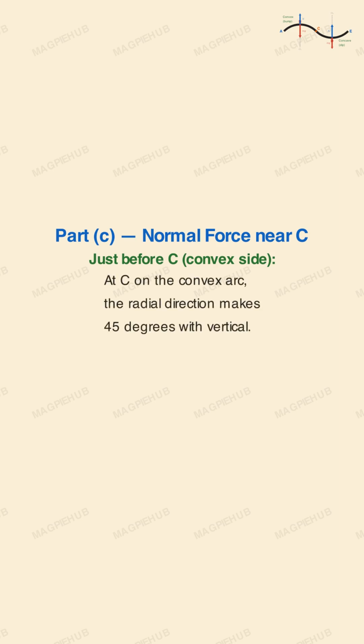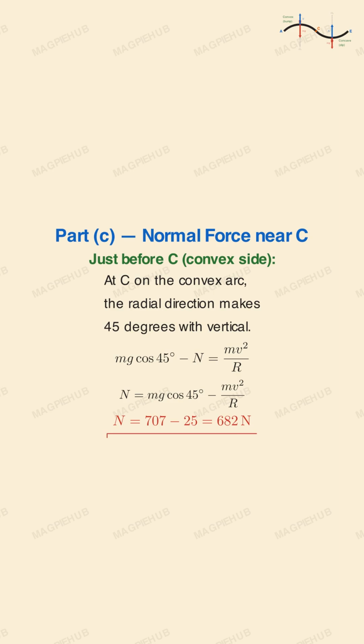Part C. Just before crossing C, the cycle is on the convex arc. At point C, the road makes 45 degrees with the horizontal. The radial component of gravity is mg cos 45 degrees. On the convex side, mg cos theta minus N provides the centripetal force. So N equals mg cos 45 minus mv squared over r, that is approximately 707 minus 25, equal to 682 newtons. Just after crossing C, the cycle enters the concave arc.